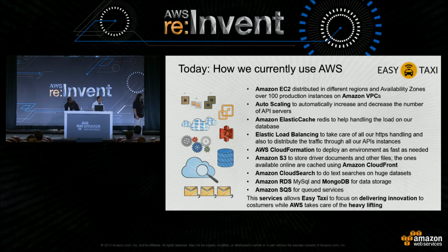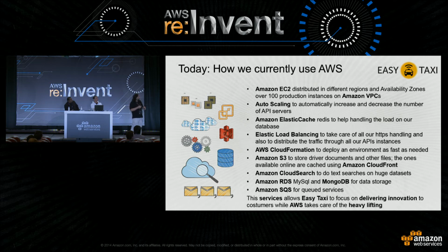We use ElastiCache. Like I said, most of our data is not cacheable, but what is, like customer sessions and driver sessions when they're logged in, we use ElastiCache with Redis to help take some of the load off our database. We use Elastic Load Balancing for two reasons. One is to balance the load between the APIs and also to take care of the HTTPS for us. We use CloudFormation. So, like I said, when one area is growing too much, we can release it on a different region or on a different API.